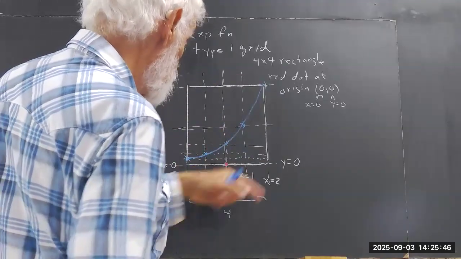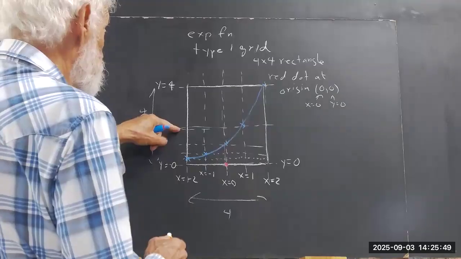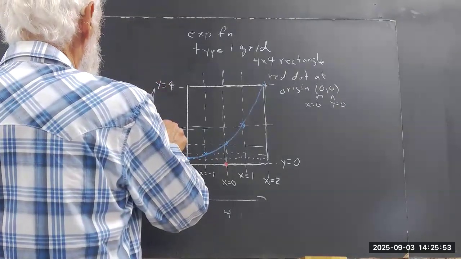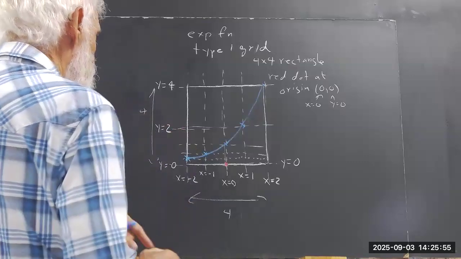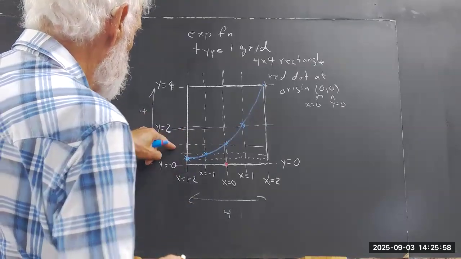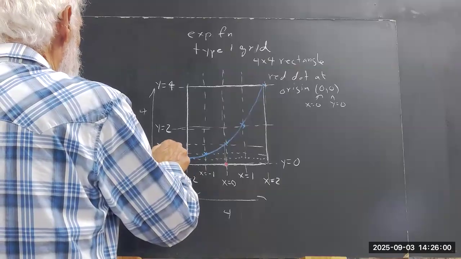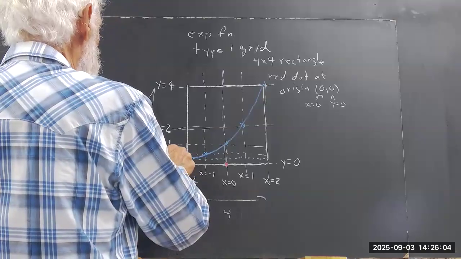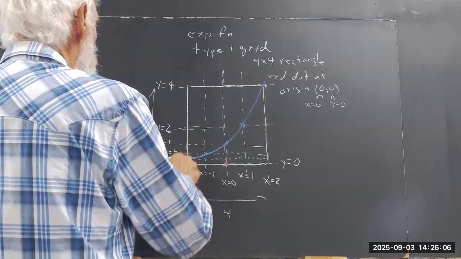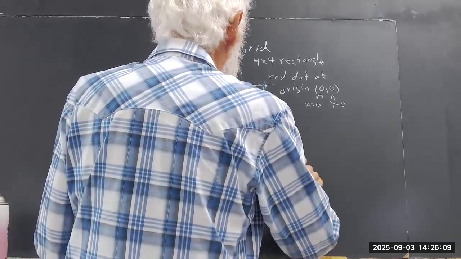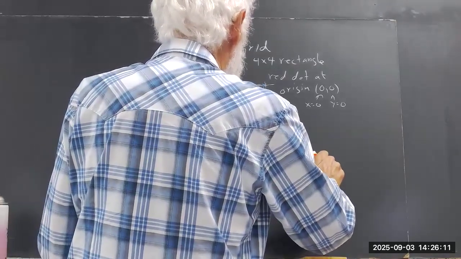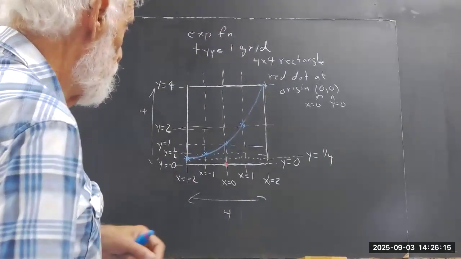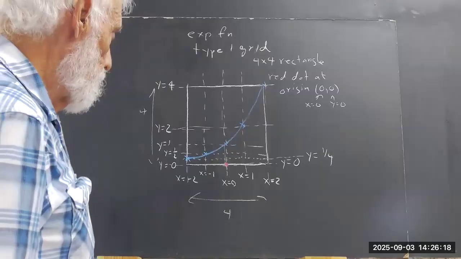We still have the horizontal construction lines. Well, this one is halfway between the top and the bottom, halfway between 0 and 4. That means y equals 2. And then halfway between 0 and y equals 2 is y equals 1. Halfway between y equals 0 and y equals 1 is y equals 1/2. And then this last line, that I'll have to label over here because I got too much stuff over here, is y equals 1/4.